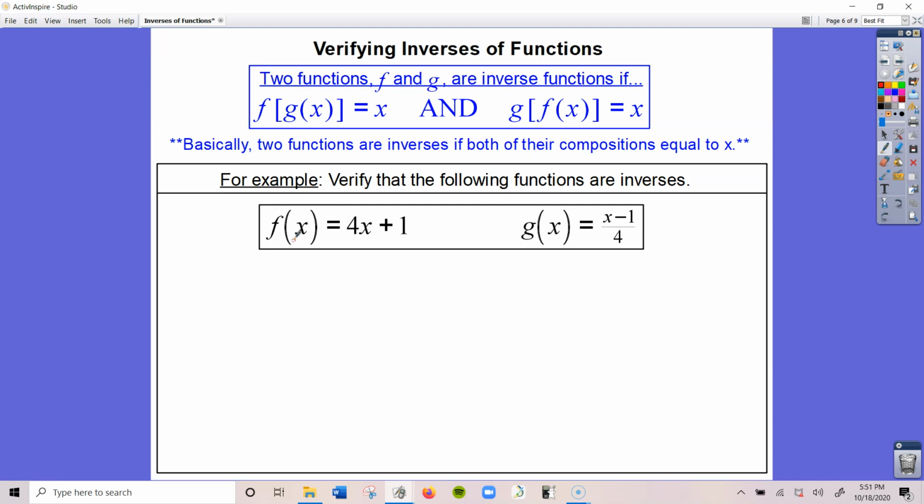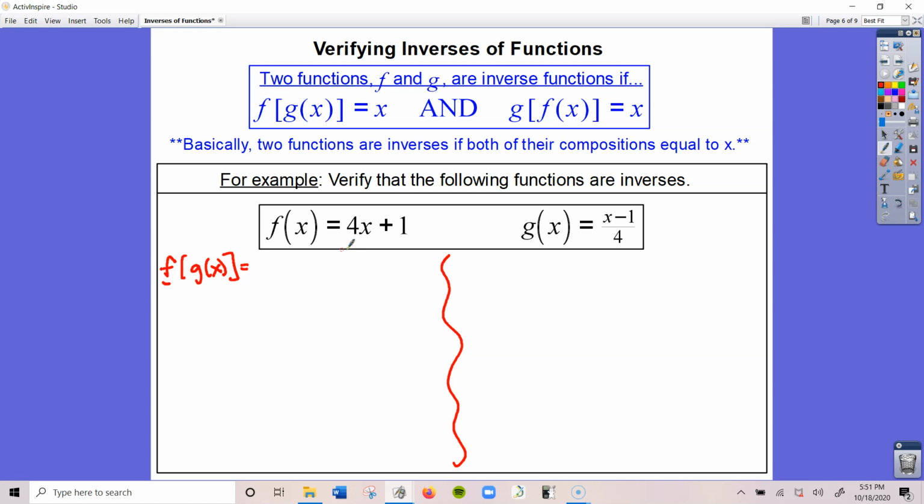So I have functions f of x is equal to 4x plus 1 and g of x, which is equal to x minus 1 all over 4. I want to check, are these inverses? So I'm going to go ahead and first find f of g of x.